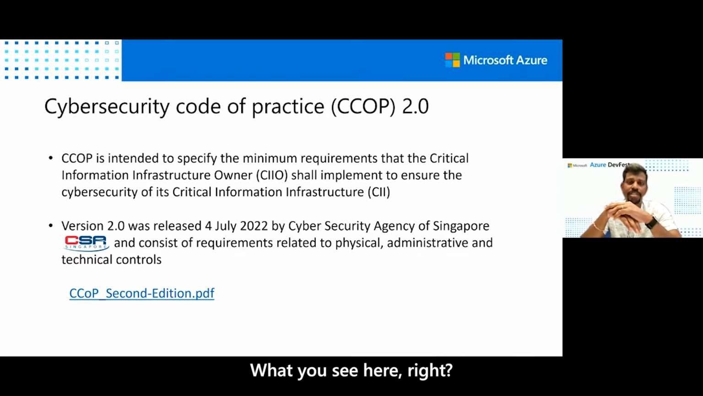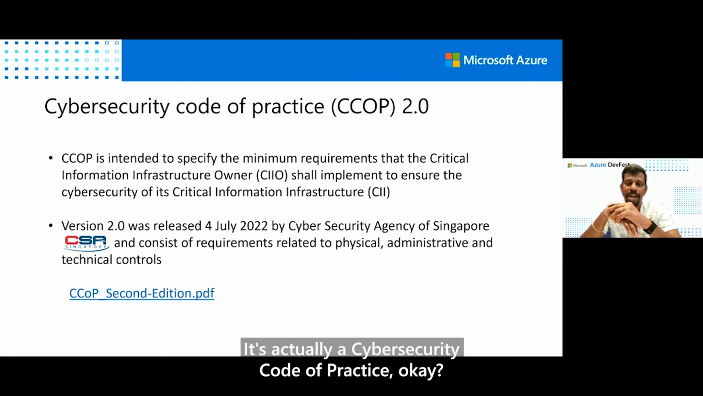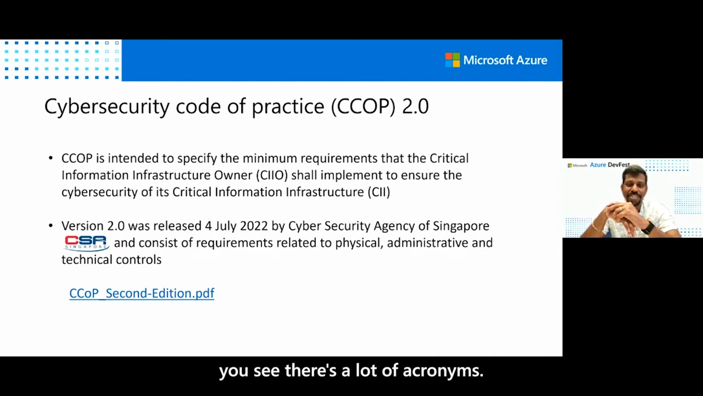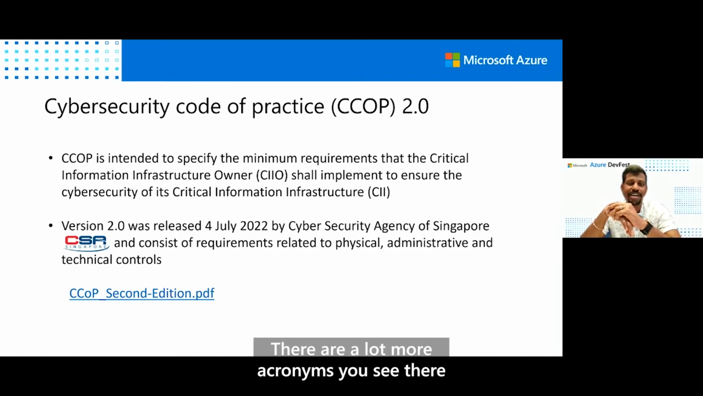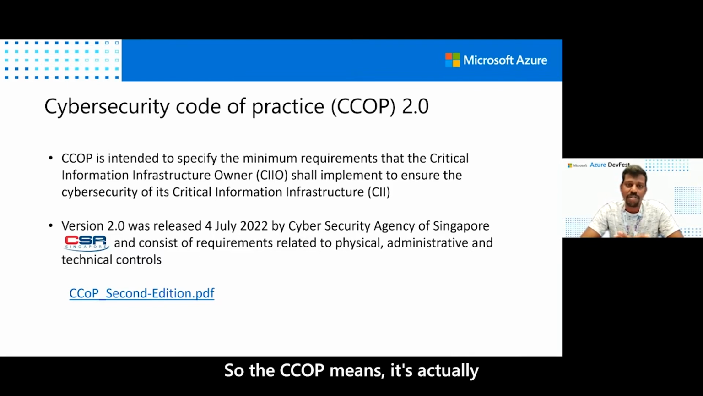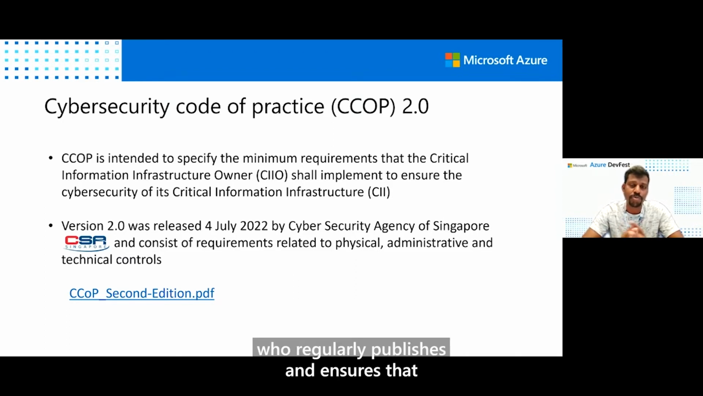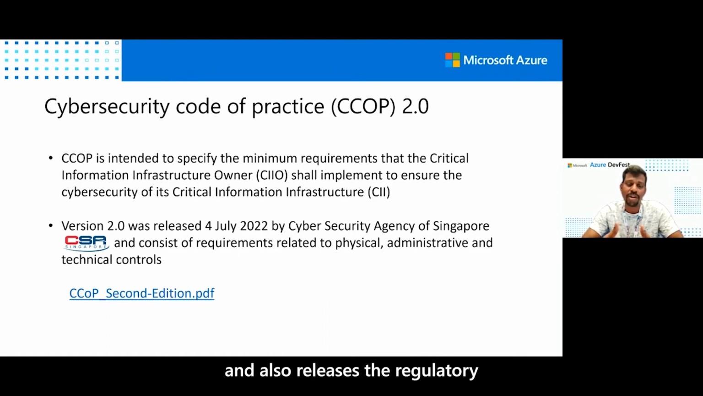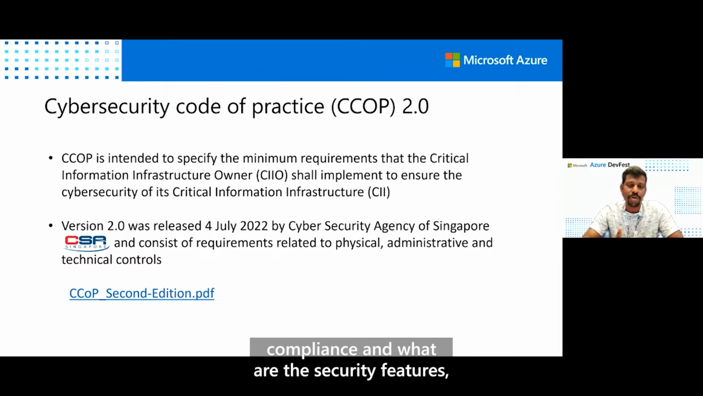The first slide you see here is the cybersecurity code of practice. By looking at the slide, you see a lot of acronyms: CCOP, CII, CSP. Let's make everything very simple. CCOP means the Cybersecurity Code of Practice. In Singapore, we have dedicated agencies that control all these cybersecurity features, regularly publish and ensure that people are protected, and release compliance requirements and the security features that organizations are supposed to adopt.